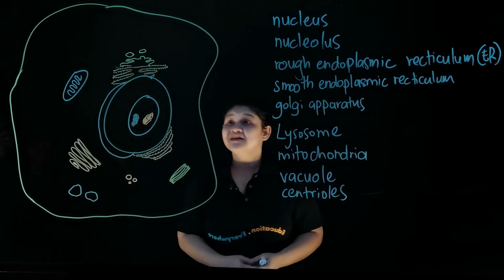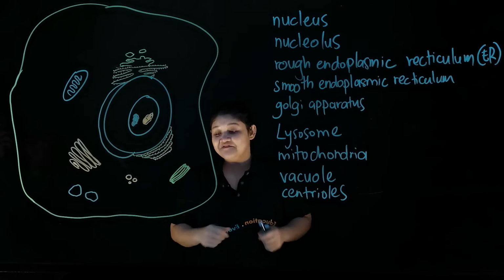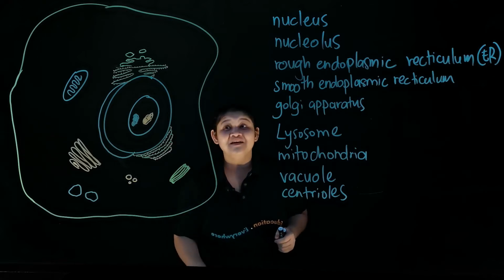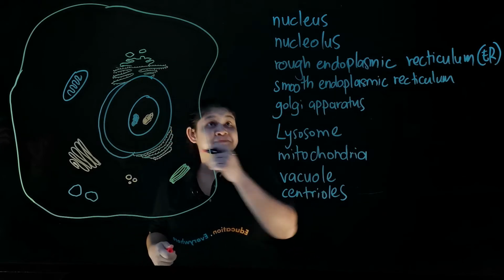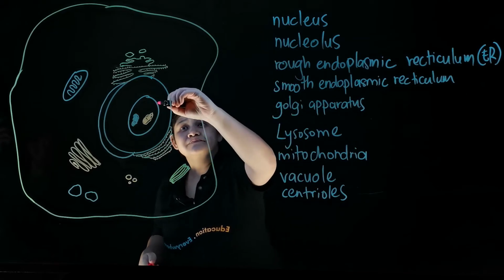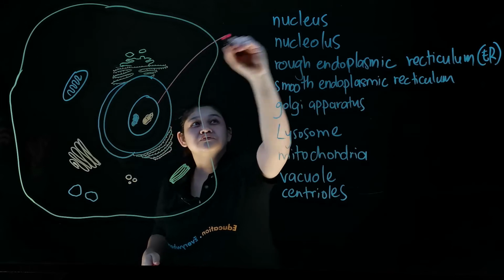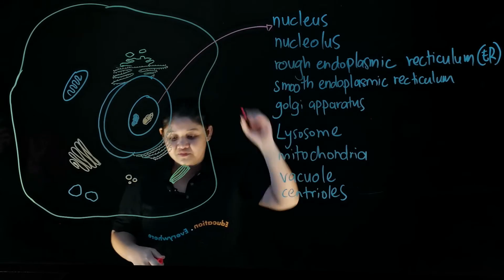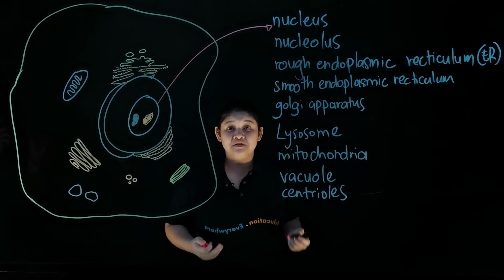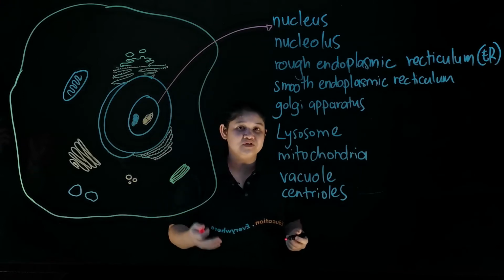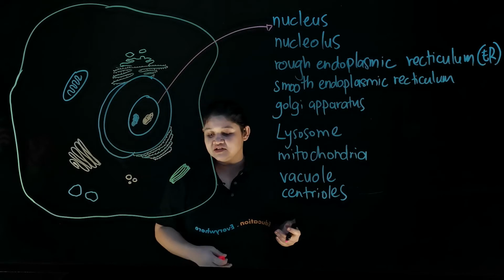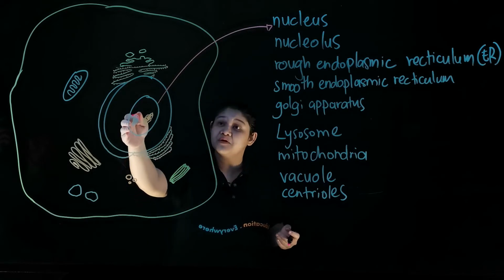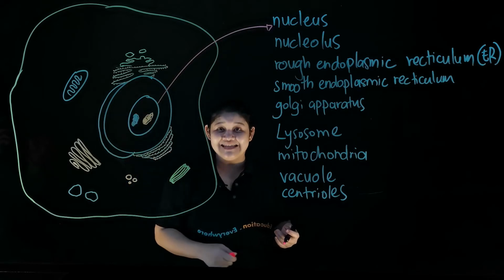Now let's look at the first most important one, which is the nucleus. Now what is the nucleus? In SPM you have to know the structure and the function as well. The structure of a nucleus is a large central membrane-bound organelle which contains DNA.